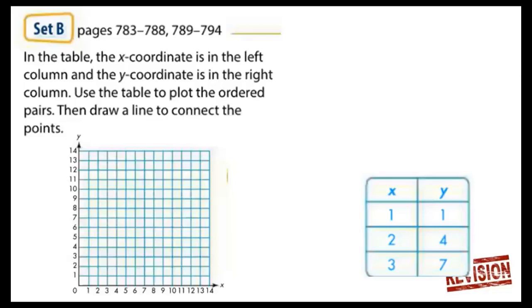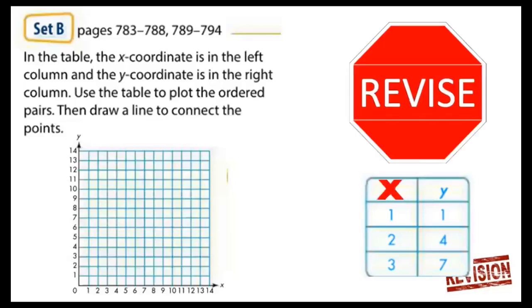First, it mentions to revise where the value of x is and where the value of y is. This is the value of x and this is the value of y. So after that, from each row in the table, I'm going to form an ordered pair to be represented on the grid to get the points, then connect all the points with the same line. Let's see how.